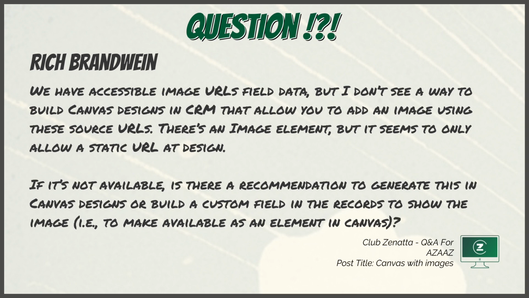And so, this is my injection here. We do this type of thing a lot where we park images inside a Work Drive and we create publicly accessible URLs that allow you to embed them in documents and emails and things like that. So back to the question, there's an image element, but it seems to only allow a static URL by design.